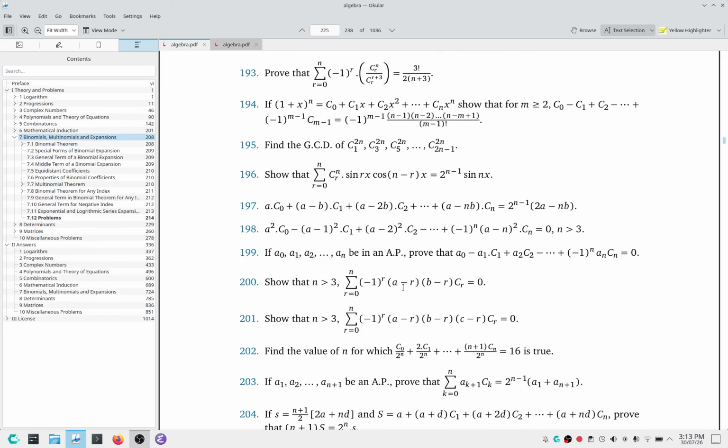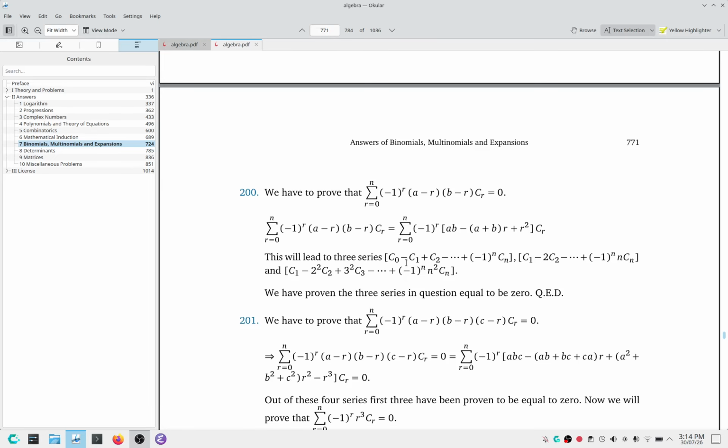Question 200 says that show that for n greater than 3, sigma r equal to 0 to n, minus 1 to the power r, (a minus r)(b minus r)(c minus r) Cr is equal to 0. So the given expression becomes abc minus (ab plus bc plus ca) times r plus (a plus b plus c) times r squared minus r cubed, times Cr. So this will lead to different series: C0 minus C1 plus C2 up to minus 1 to the power n Cn, and a plus b times r will lead to C1 minus 2C2 plus 3C3 and so on up to minus 1 to the power n n Cn.